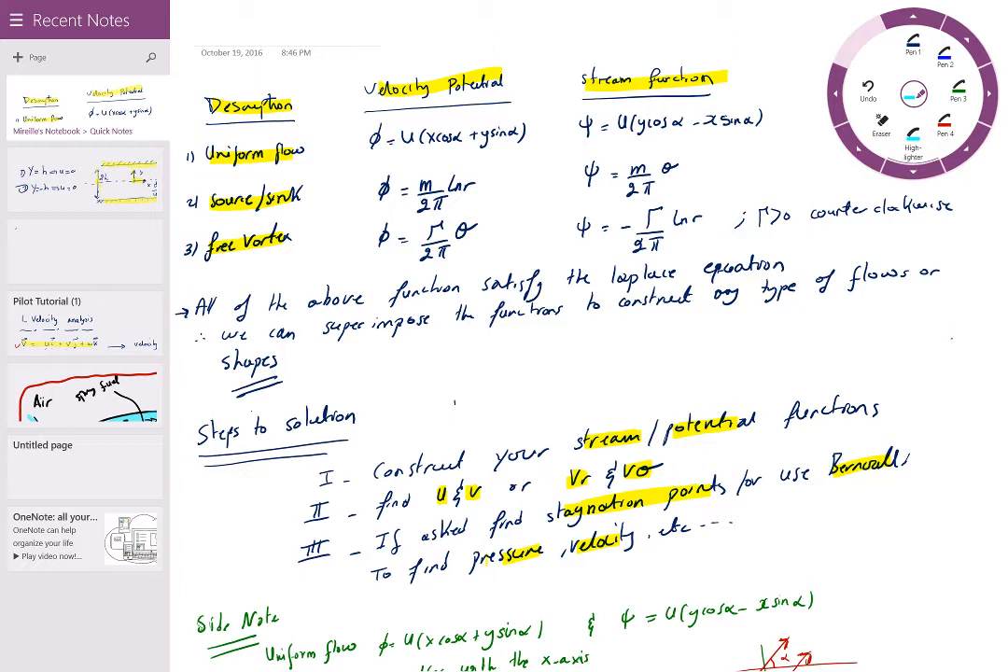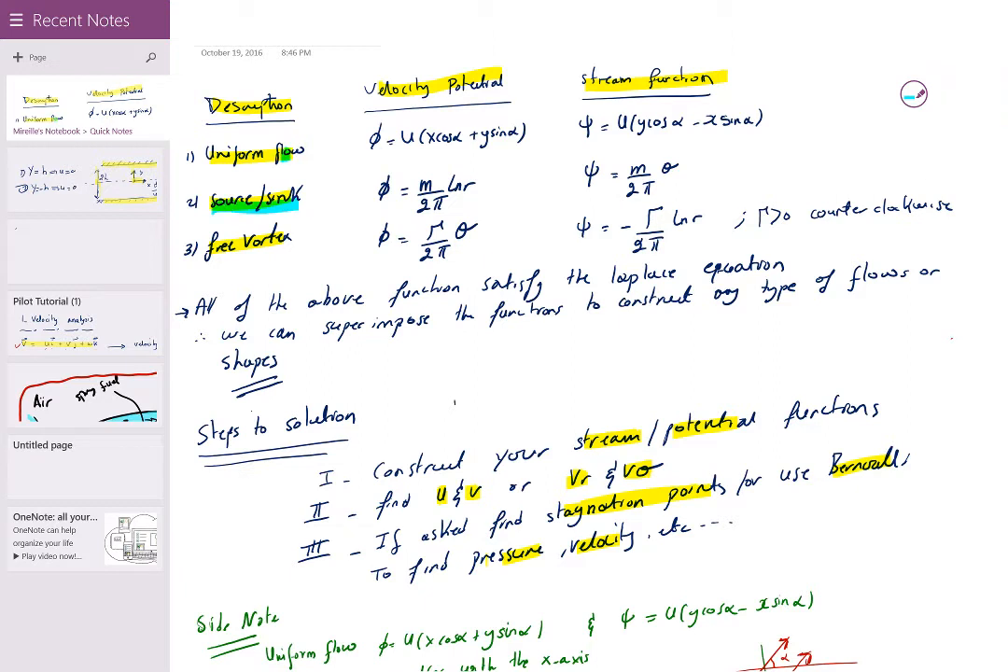So first, the description: we have 4 types of canonical flows. We have the uniform flow, we have the source and the sink, we have the free vortex, and we also have something that's called the doublet, which is basically a source and the sink superimposed at a given position. Now, the potential flows are given either by velocity potential or by stream function. All of these flows have both a velocity potential and also a stream function. All of the above functions or relations do satisfy the Laplace equation, which is very important.